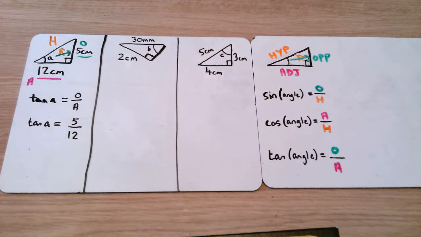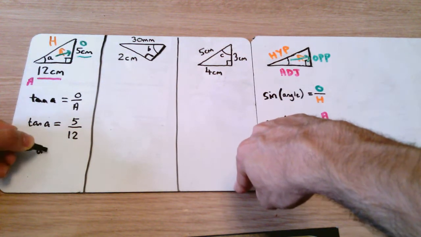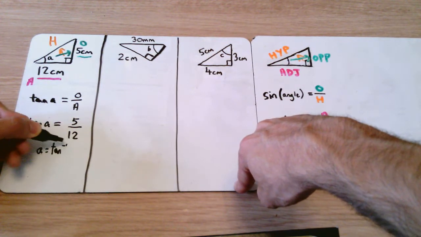Now 5 divided by 12 as a value is equal to 0.416 recurring. Now that's not an angle, we need an angle value. And to find that, that's A, not tan A. To find the value of A, we have to use what we call the inverse tan function, which is tan minus 1.